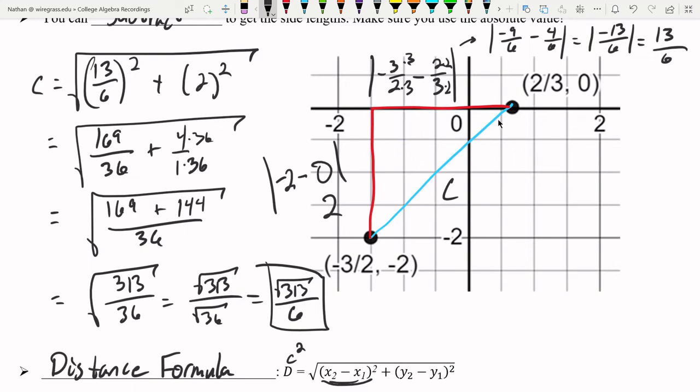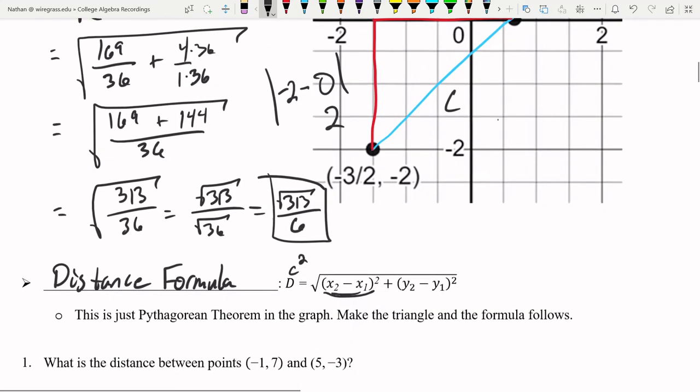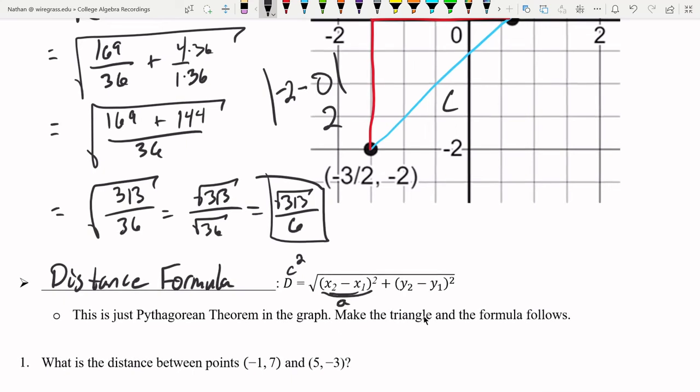So this is just one leg of the triangle. So you could say that that's just a, for instance. And this distance here is the distance of the y direction. That's just another leg of the triangle, so b. So the distance formula is just Pythagorean theorem, but in a little bit more nicer form for the Cartesian coordinate system.